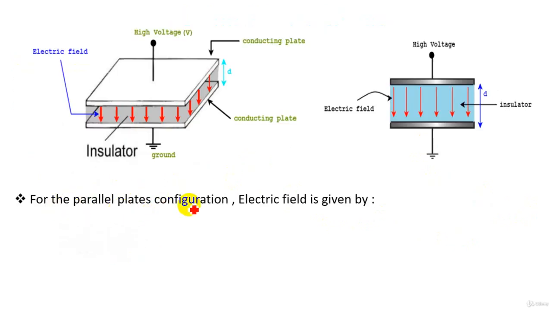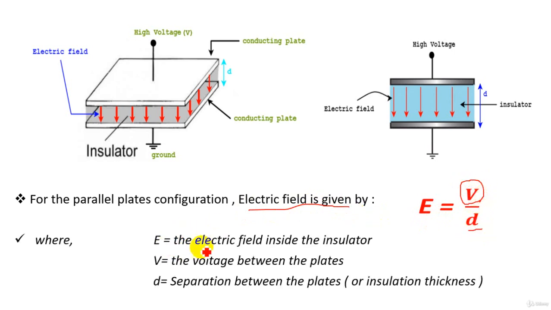For the parallel plates configuration, the electric field is given by this formula: the electric field E equals the voltage V over the separation D, where E is the electric field inside the insulator, V is the voltage between the plates, which is high voltage of course, and D is the separation between the plates or the insulation thickness.